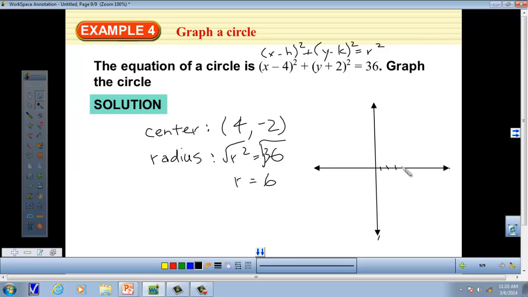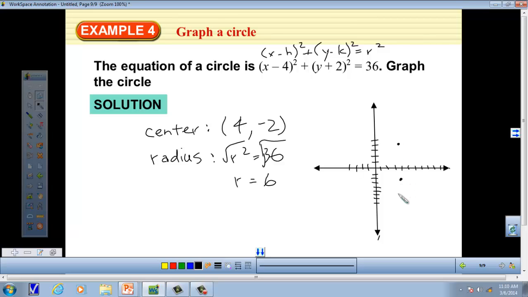One, 2, 3, 4, 5, 6, 7, 8, 9, 10. 1, 2, 3, 4, 5. 1, 2, 3, 4, 5, 6, 7, 8. 1, 2, 3, 4. That should be enough. We've got 4, negative 2 here. There's our center. And then we're going to go up 6, so that's 2 and another 4 puts us here.